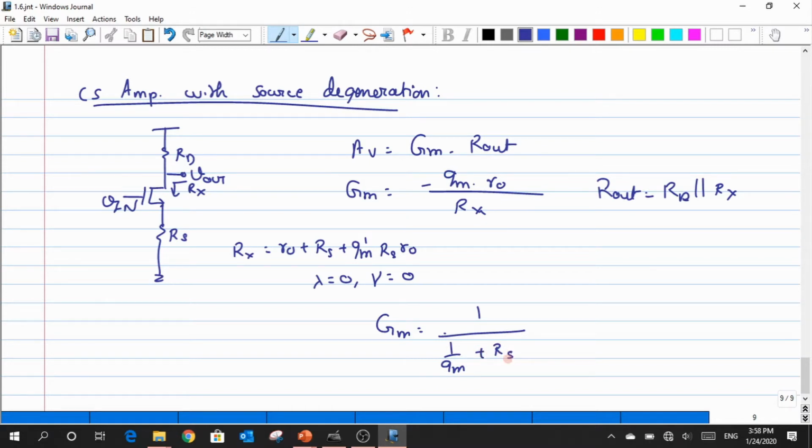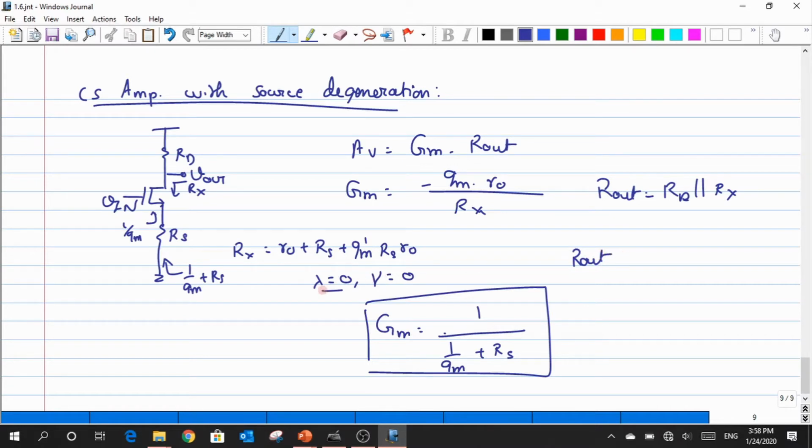Yeah, where 1 by GM corresponds to the impedance that I see over here, and that when I add with the resistance, the total impedance that I see from here would be then 1 by GM plus Rs, and that entire quantity, 1 upon this quantity, was turning out to be something like capital GM for us. Okay, so this is applicable only when I have lambda equal to 0 and gamma equal to 0. Otherwise, I might not be able to have this result. And we also had this R out. When I apply these conditions, the R out has become something like RD.